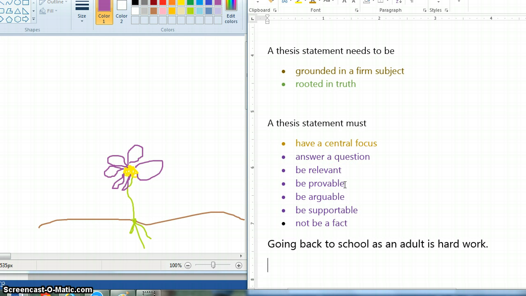Is it provable? Well, here's where we get into a little bit of a problem that links back to the central focus. I don't know what we're proving. We're proving that it's hard work, but hard work is very vague, so we need something tangible. We need something to be able to hold on to, hear, see, touch. Arguable. I don't know that anybody's really going to argue with that. Supportable, again, is just too vague to really be a solid thesis statement. So this thesis statement needs some work.